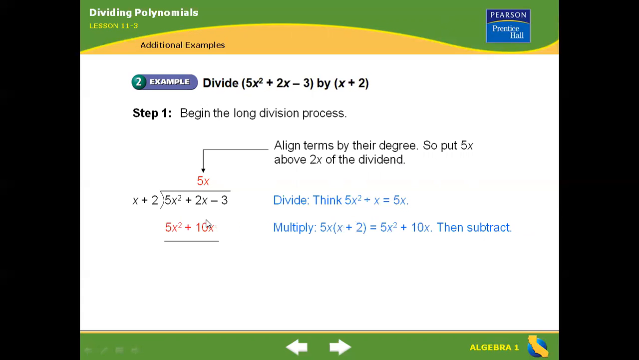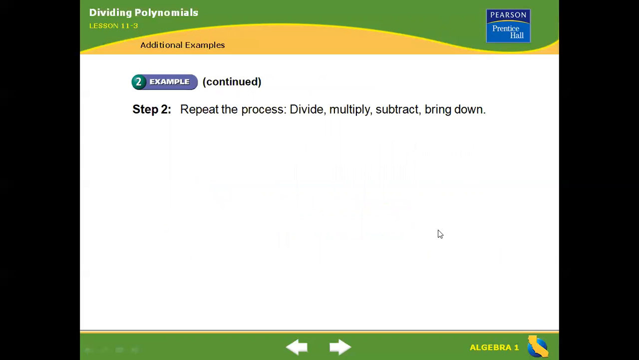Then after that, multiply your quotient by the divisor. So 5x times x plus 2. That could be 5x squared plus 10x, and then subtract that one. 5x squared minus 5x squared, that could be 0. 2x minus 10x, that is negative 8x, bring down negative 3. Okay? And then repeat the process. Divide, multiply, subtract, and then bring down.